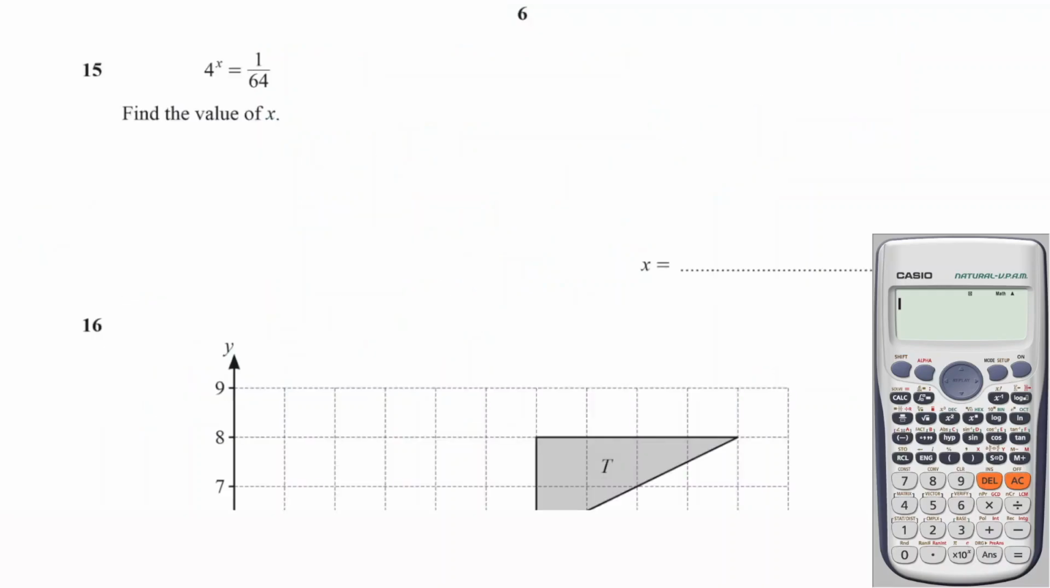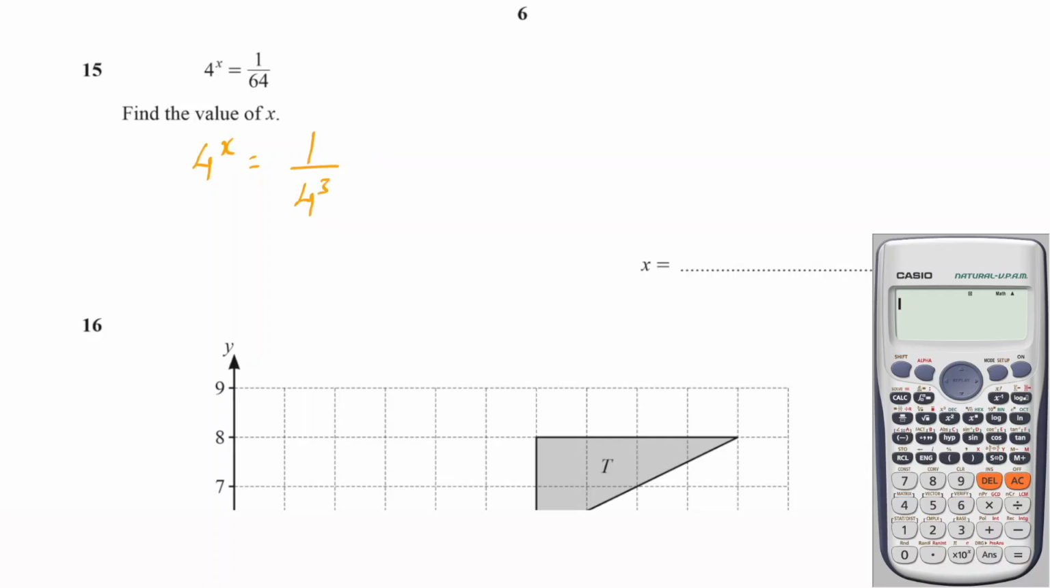Question number 15. So we have to find the value of x in this question. So let's make the base the same. Here we have 4 raised to power x equals to, instead of writing 64, we can write it as 4 raised to power 3, right?